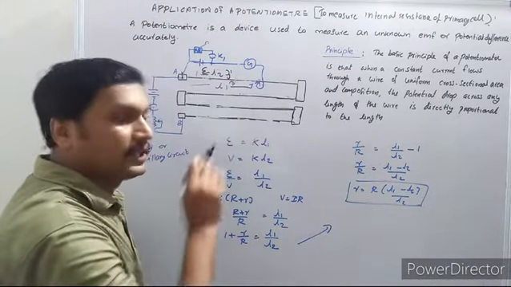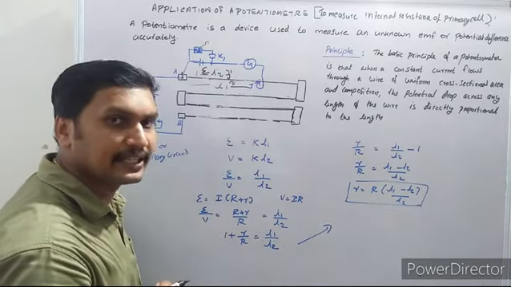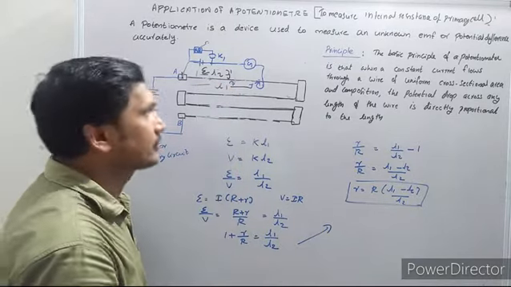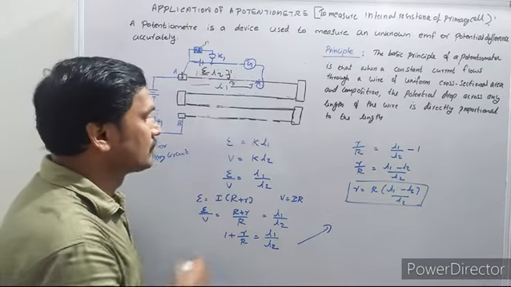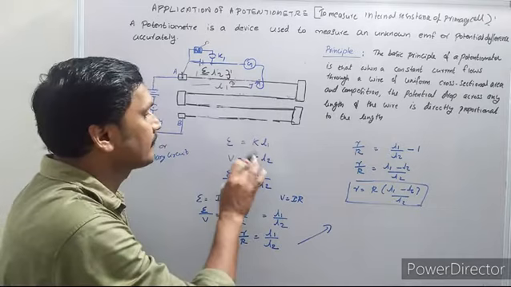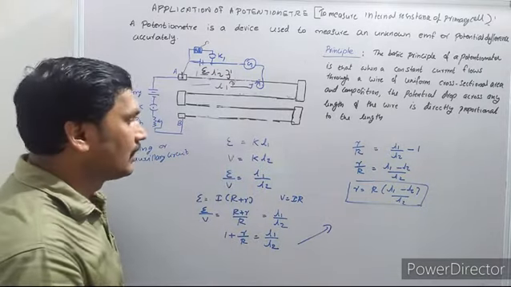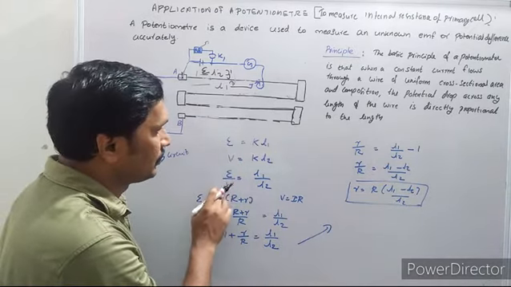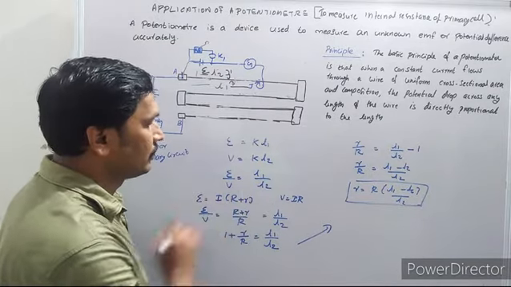Remember, the terminal potential difference is always less than the EMF. So we can say L2 is less than L1, because L2 is the balancing length for the terminal potential difference. So we can write V is equal to K into L2, where K is the potential gradient. After that, E by V is equal to L1 by L2.